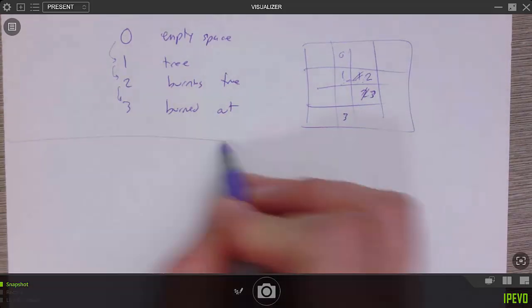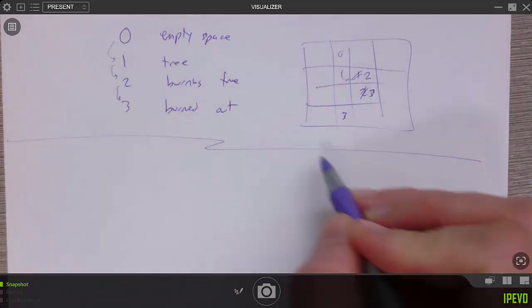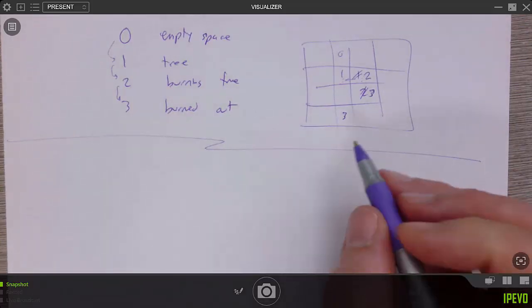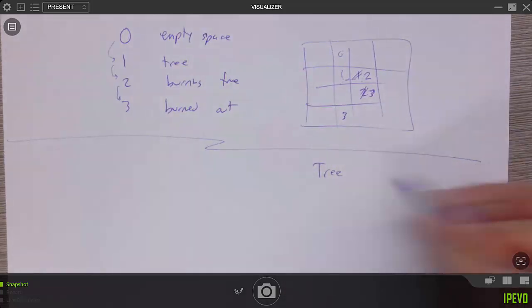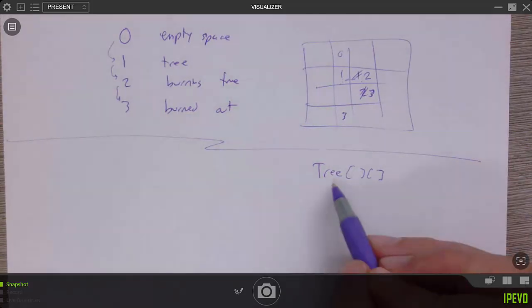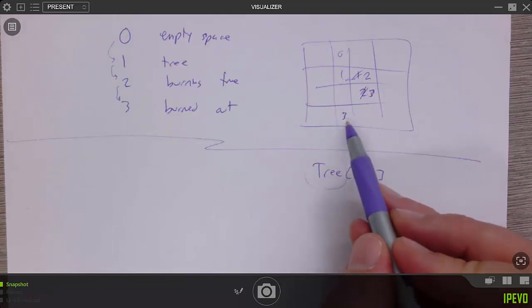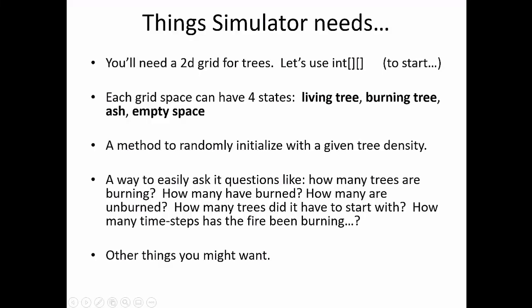If you want to set yourself up for making a very interesting, flexible situation, and you feel like you're sort of more of an advanced programmer, instead of having an int grid, you could make your own tree object, and you could make a two-dimensional array of tree objects. And then encapsulated inside your tree object, you could have a bunch of facts about your different kinds of trees that affect how they burn and how their fire spreads.